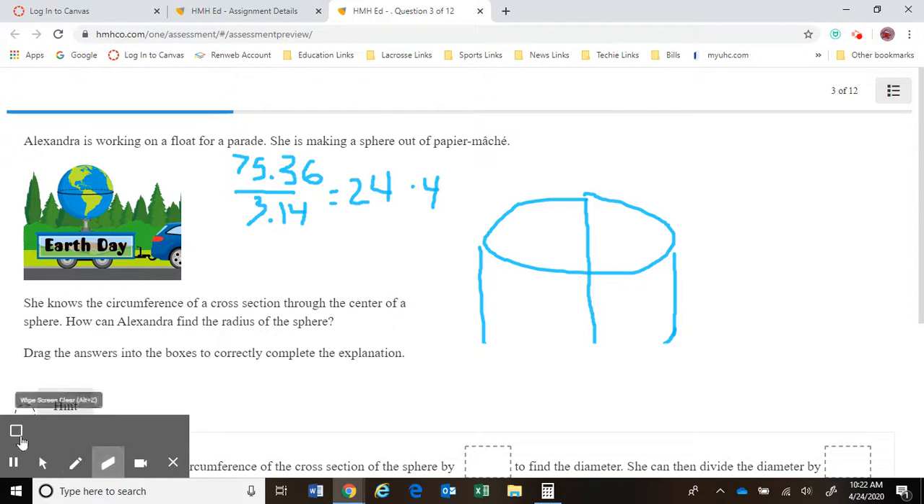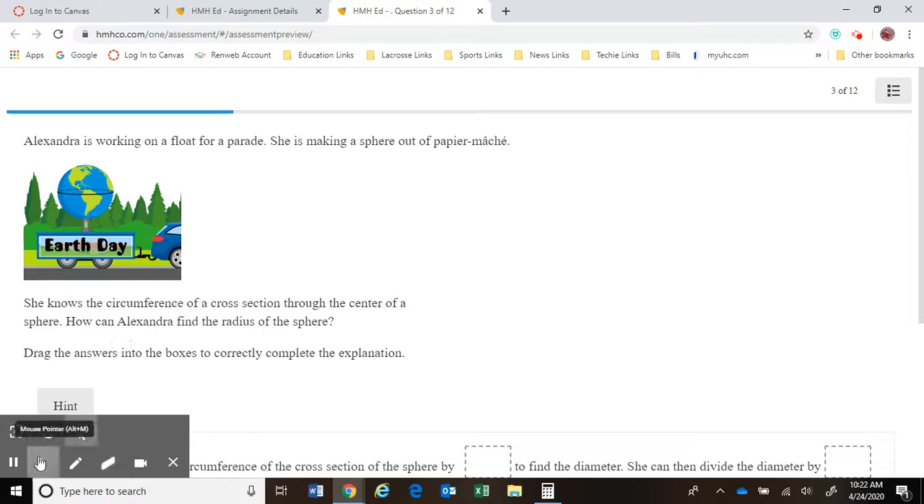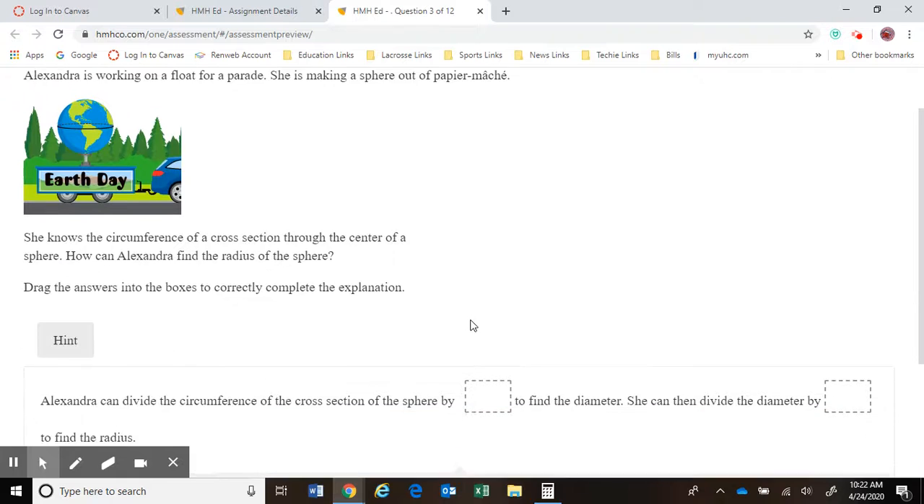All right, clear this out. All right, Alexandra's working on a float for a parade. She's making a sphere out of paper mache. She knows the circumference of a cross section through the center of a sphere. How can Alexandra find the radius of the sphere? Drag the answers into the boxes to correctly complete the explanation.